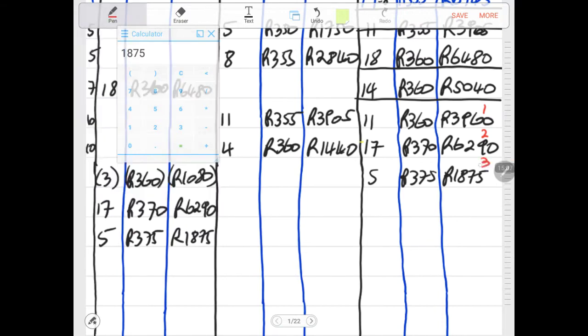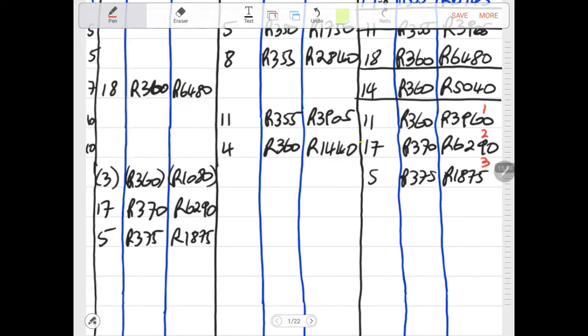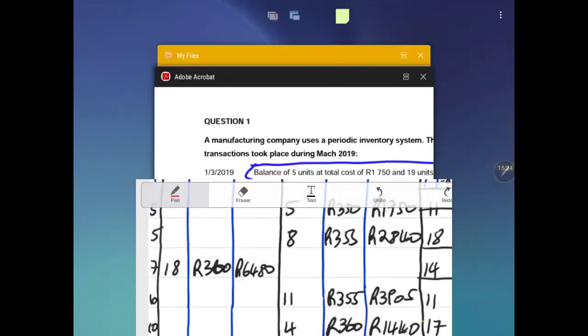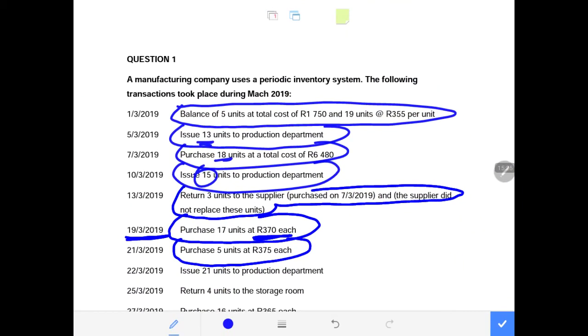So we have 3 inventories. Now when we issue, we need to first take the first one, then the second one, then after that the third one. So that will be the order when we use our first in, first out method. Now we go to the next transaction.